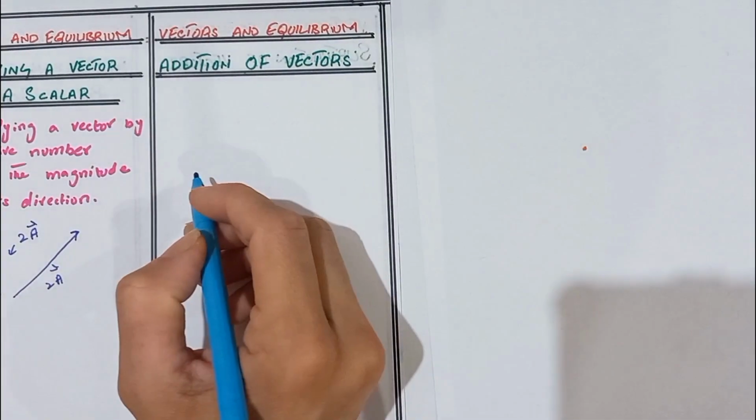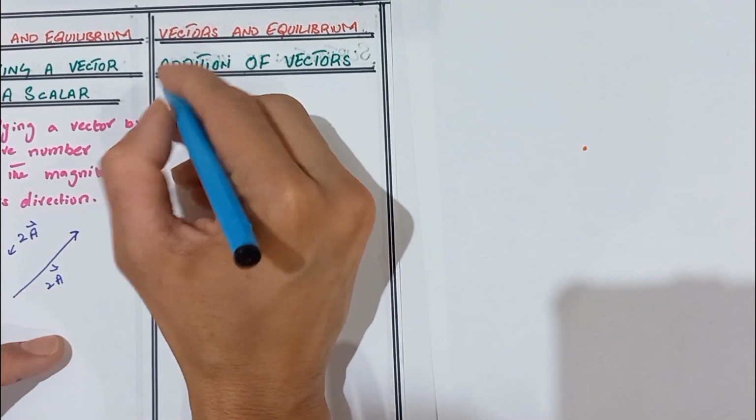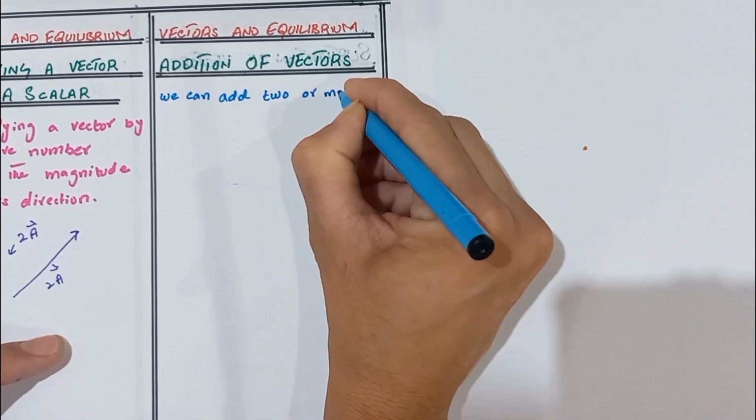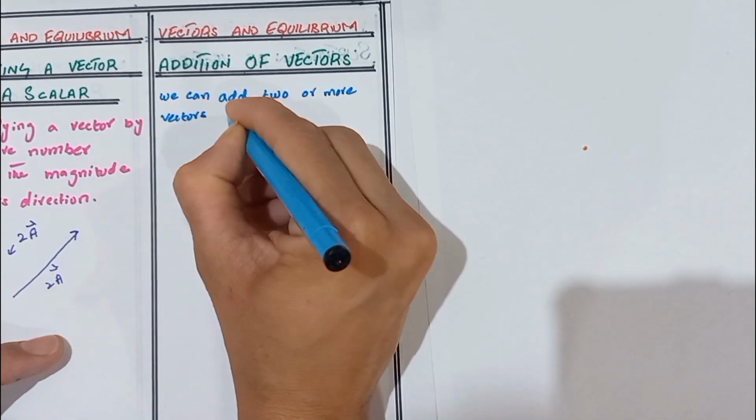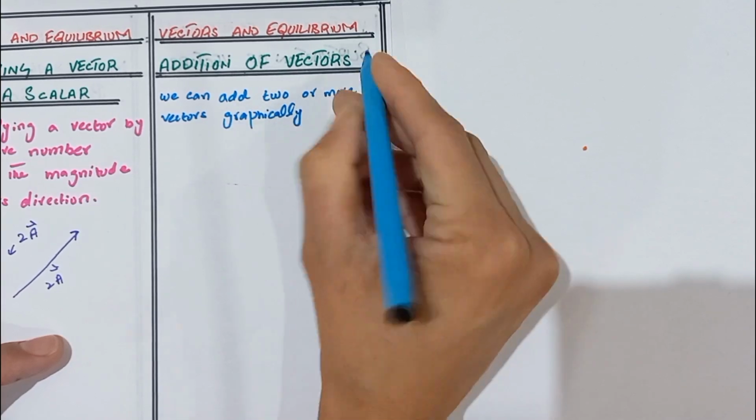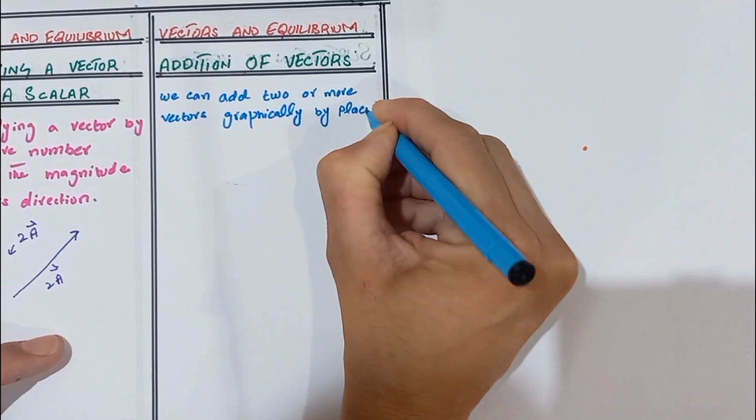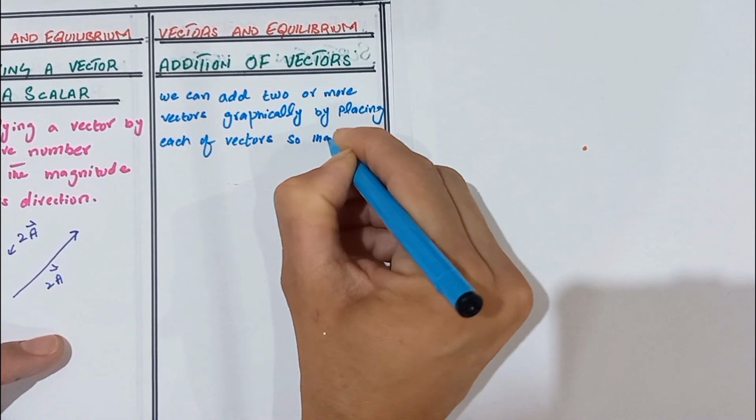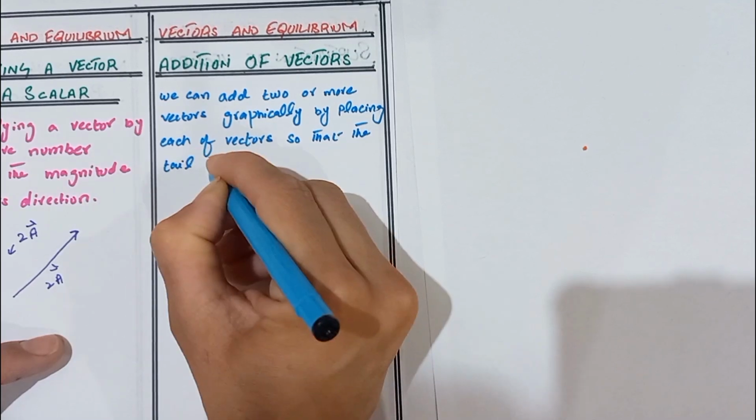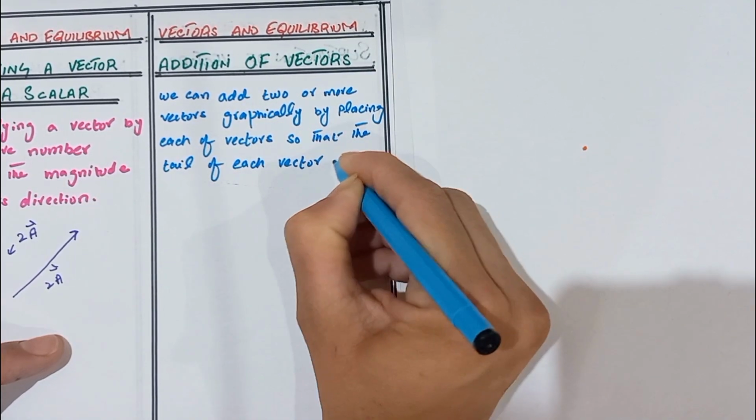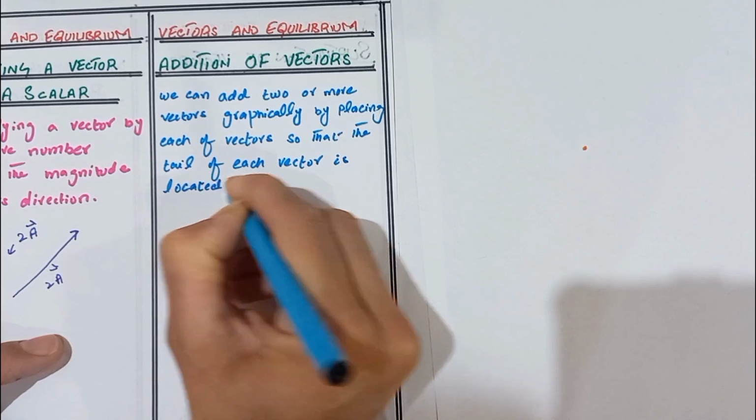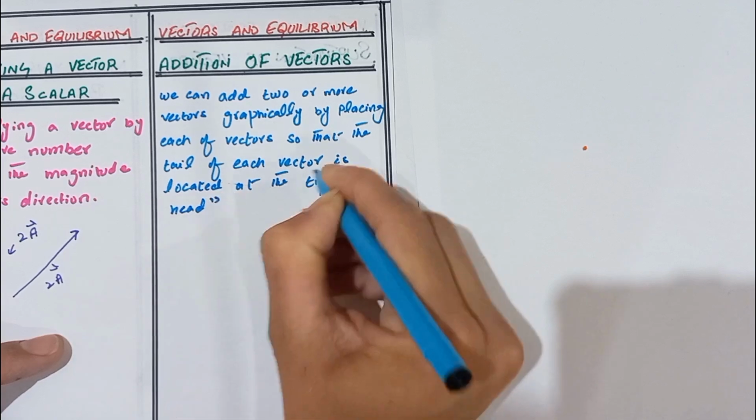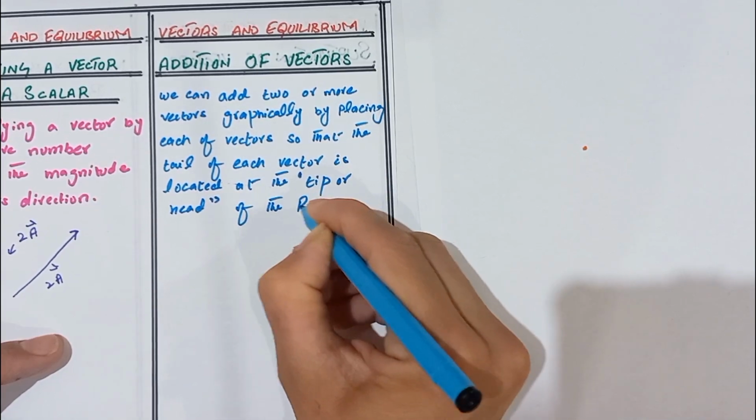Now we discuss the addition of vectors. In the addition of vectors, we can add two or more vectors graphically by placing each of the vectors so that the tail of each vector is located at the tip or head of the preceding vector.